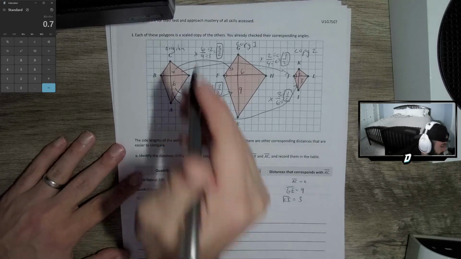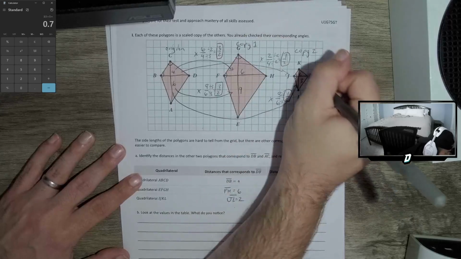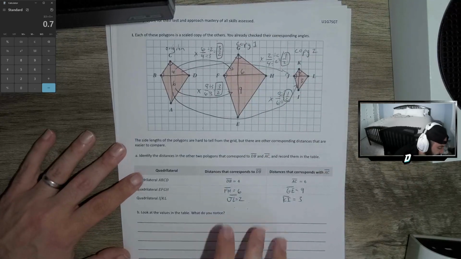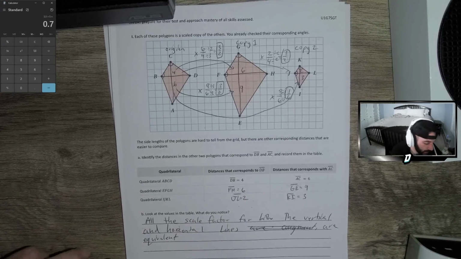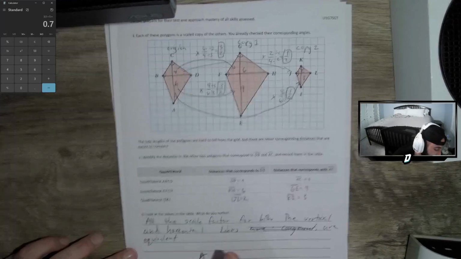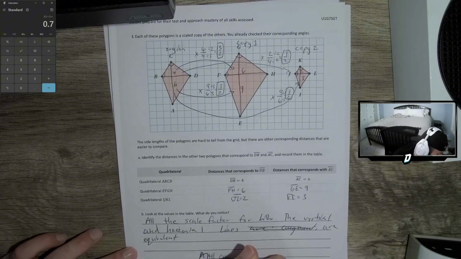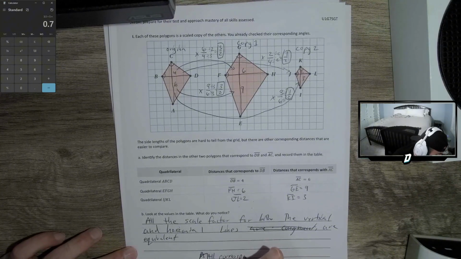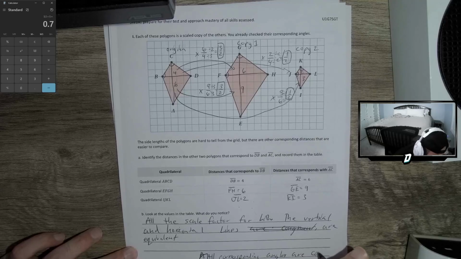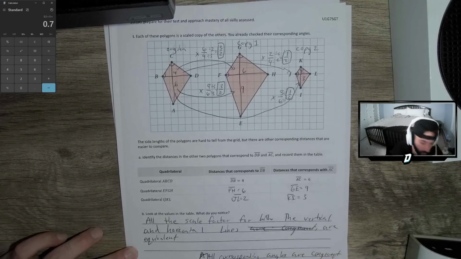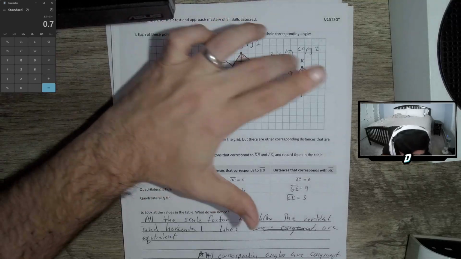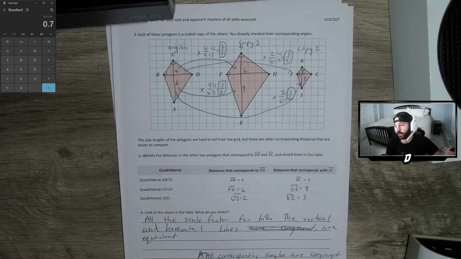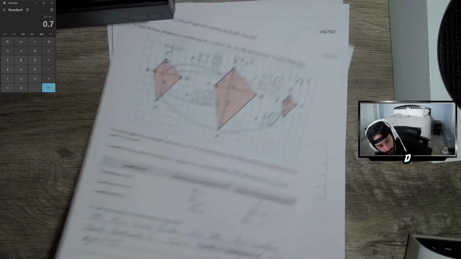And that's something else that you want to notice: all corresponding angles are congruent. So what do I notice of the tables? And also something else that we can note here is that all corresponding angles are congruent. What that means is that all the measurements of these angles that are corresponding are equal. And when you scale an image, the corresponding angles do not change. Sweet. Let's go on to question 2.